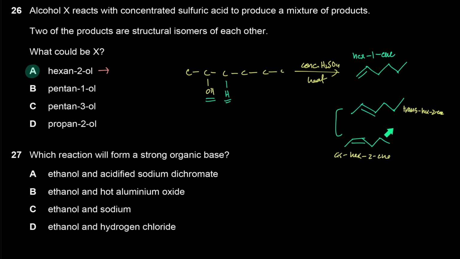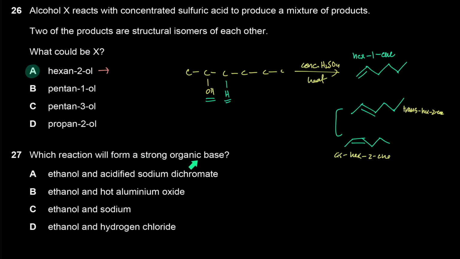But hex-2-ene is actually 2 different things. It could be cis or trans hex-2-ene. So in this particular case, you're making structural isomers as well as stereoisomers. Okay, so the answer is A. Two of the products are indeed structural isomers of each other.